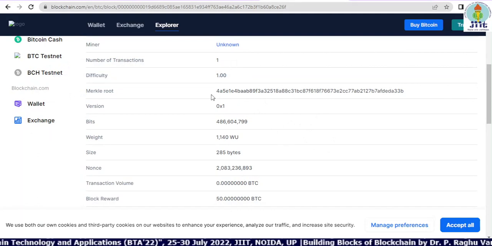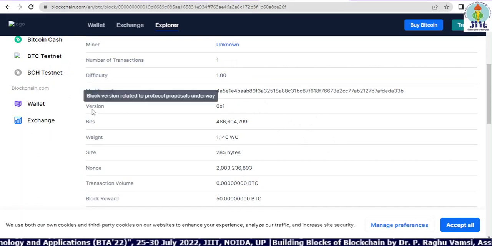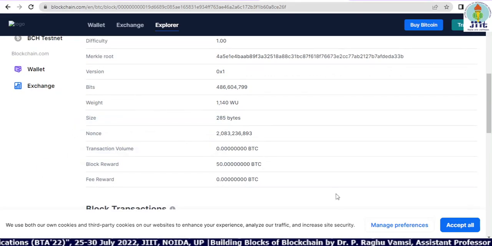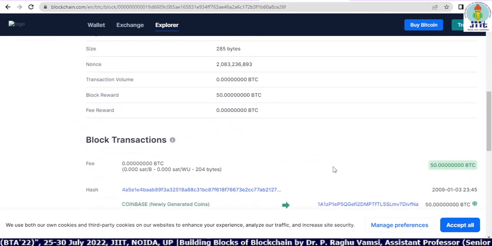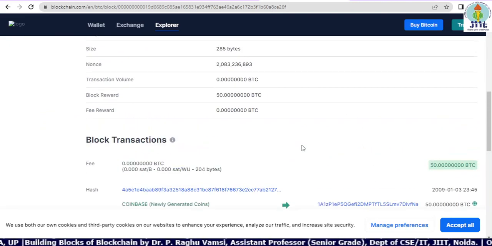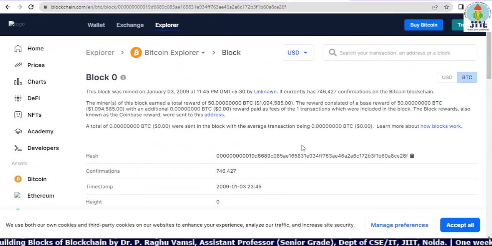Merkle root. This is the root of the Merkle tree. And version. This is the version. Bits. And here, this is the transaction. What is the transaction amount here? 50 BTC. So the first block was created with 50 BTC. Then the next blocks were created subsequently.